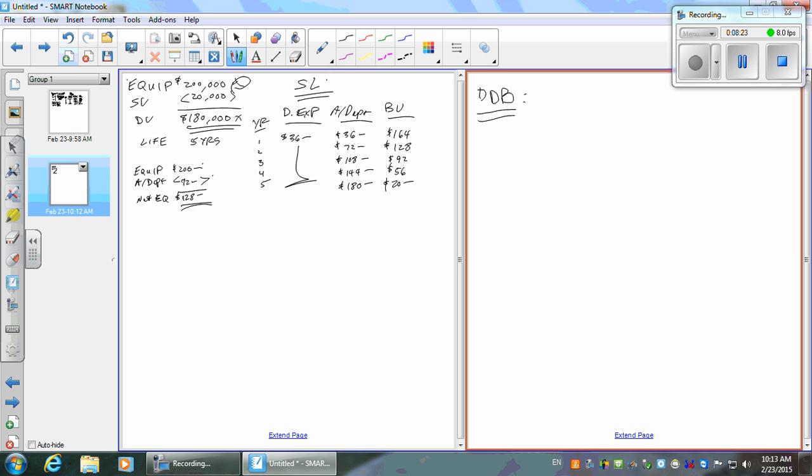So double declining balance, double is 200%. Did you guys know that? Funny, huh? Double is 200%, 2 times. We could also do 150% declining balance. We could do 175%. We could do 125%. There are different ones, right? Those are the common ones.